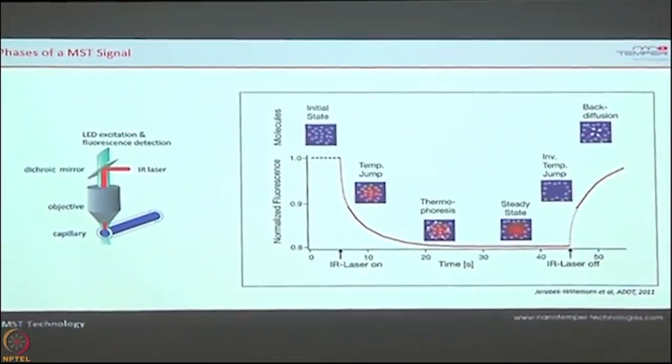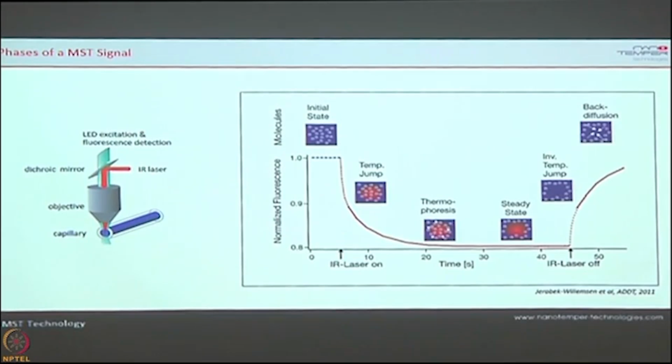So for 30 seconds I am putting the laser on, okay. So all the molecules are moving away from the heat, and within 30 seconds they attain the steady state, as you can see here. And after that, I am putting the laser off. Since there is a fluorophore, there will be a regaining of the fluorescence. So again, your signal will shoot up, right?